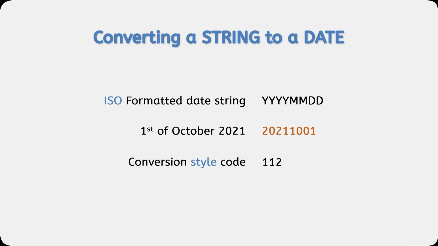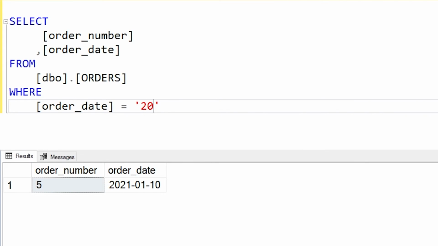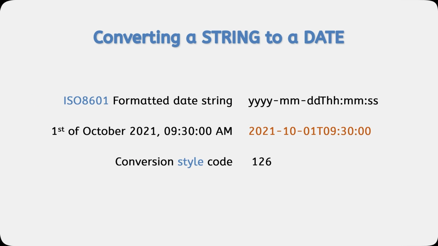The only foolproof format for a date string is the ISO style of year, month, and day with no separators. This will be reliably interpreted correctly in any locale. If we use this in our select query, it does indeed bring back the dates we're expecting. We can also add the time values in this format.